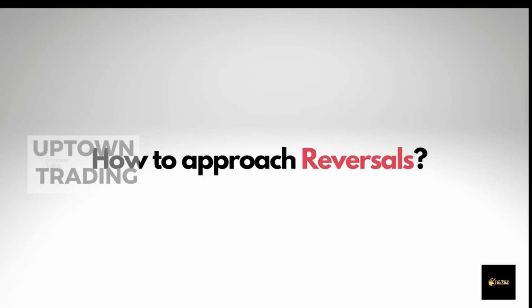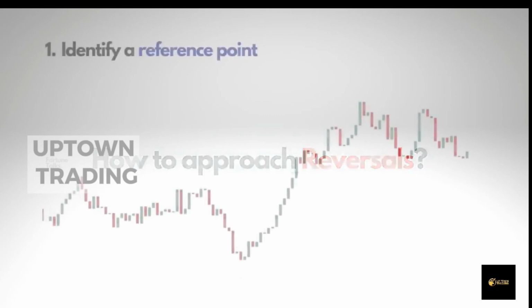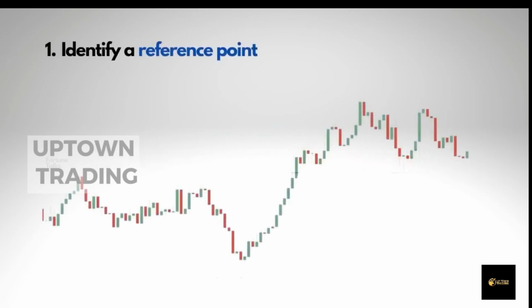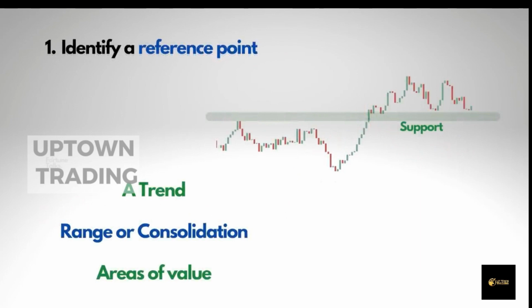Now that we have understood what not to do during a reversal trade, let us look at how to approach reversal trades in the market. The first and foremost point is to have a reference point on your chart. Now, what exactly is a reference point? A reference point can be a trend, a consolidation, or an area of value like a support or resistance, a trend line, a moving average, etc., where there is a chance for some sort of price action.